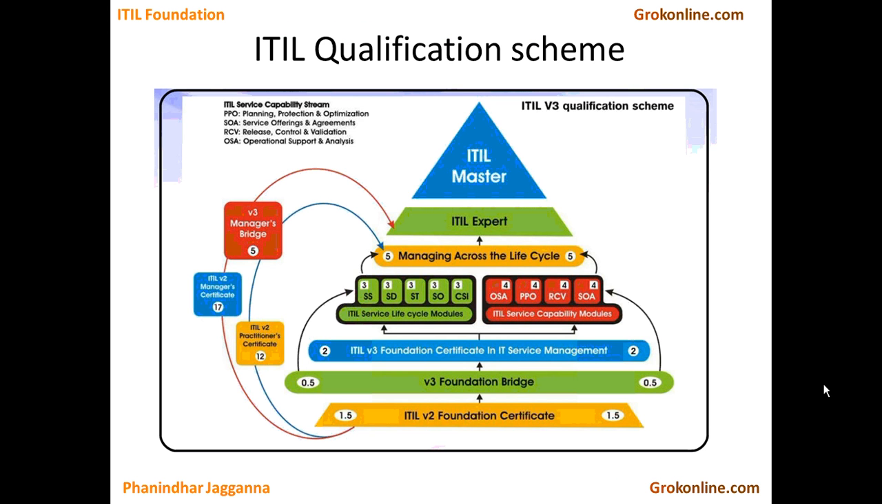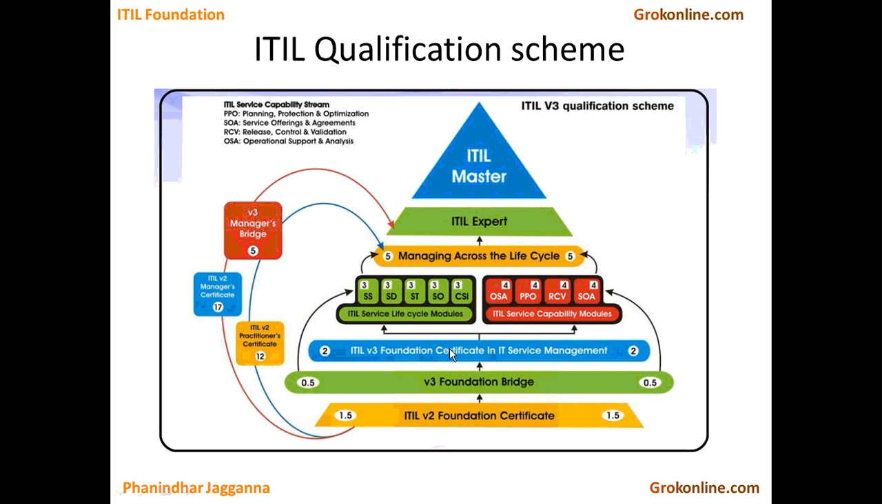The ITIL qualification scheme works like this: if you are already ITIL V2 certified, you have to appear for the V3 foundation bridge. If you do that, you get 2 points. If you don't have any ITIL foundation certification already, then appear for the ITIL certification for the V3 2011 version, where you would get 2 points.